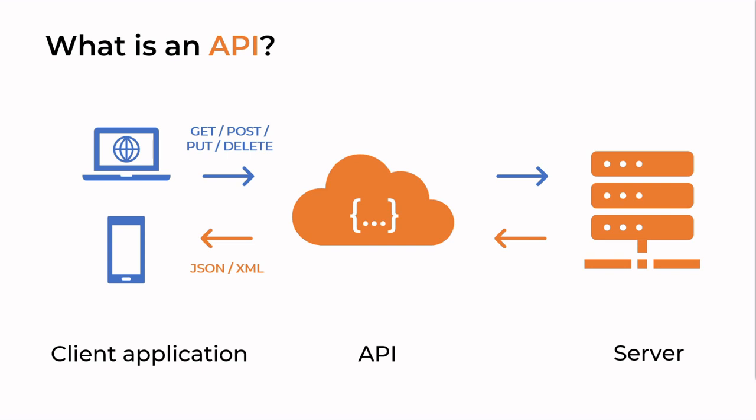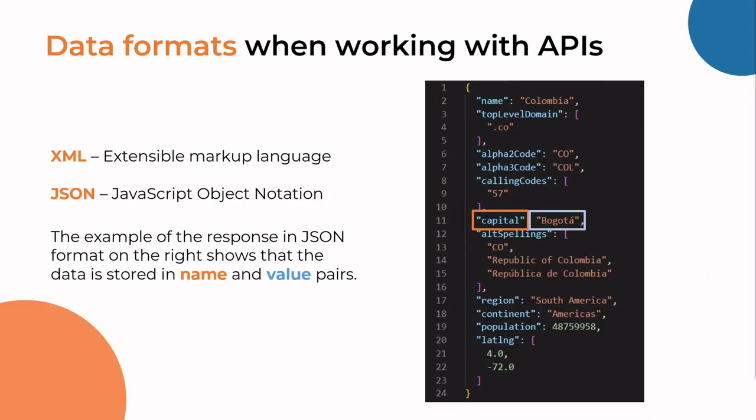But in general, the response from the API comes usually in two formats. Either it's JSON or XML. In our case, we're going to work with the REST API, the type of an API, and the response will come in JSON format. So just to explain a little bit more, XML stands for Extensible Markup Language and JSON for JavaScript Object Notation. And as I said, we're going to work with JSON response, and JSON comes in pairs of name and value.